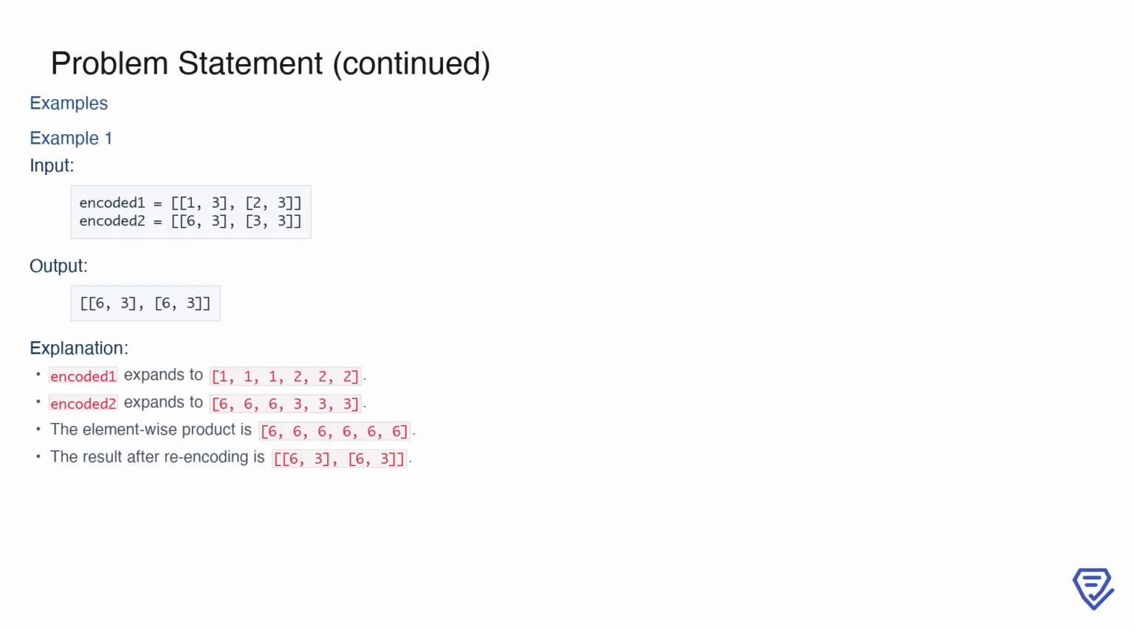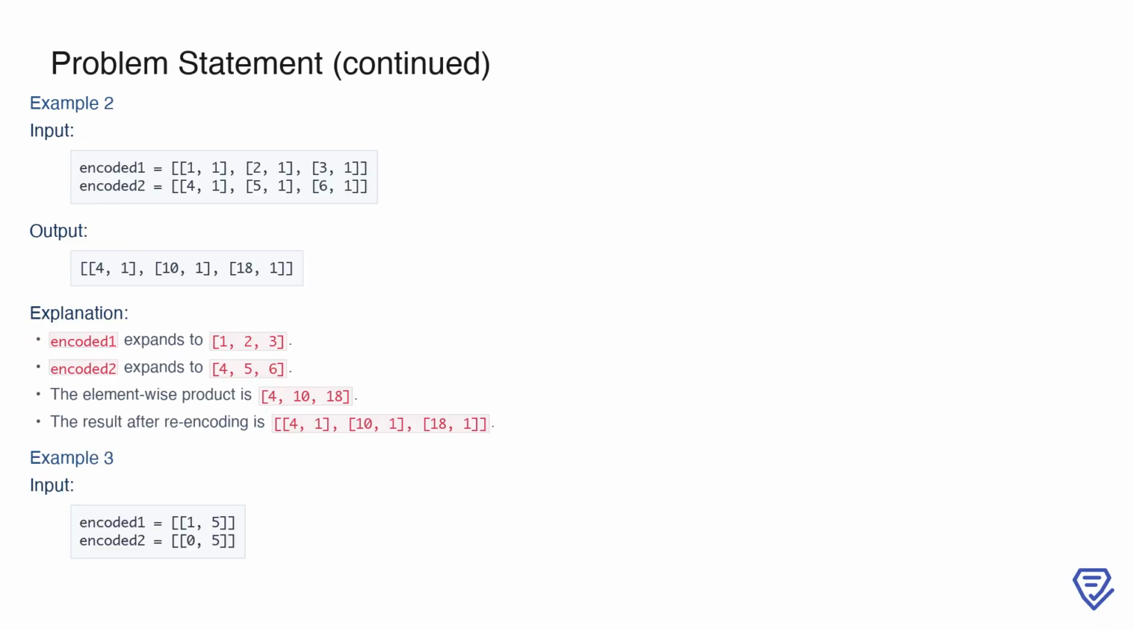Here's the first example to illustrate the problem. We are given two encoded arrays, encoded1 as [1, 3], [2, 3], and encoded2 as [6, 3], [3, 3]. When we expand these, encoded1 becomes 1, 1, 1, 2, 2, 2, and encoded2 expands to 6, 6, 6, 3, 3, 3. The element-wise product is calculated by multiplying corresponding elements, giving us 6, 6, 6, 6, 6, 6. Then, we re-encode the result back into run-length format, which is [6, 6]. This is the output, and it maintains the same compressed structure as the input arrays.